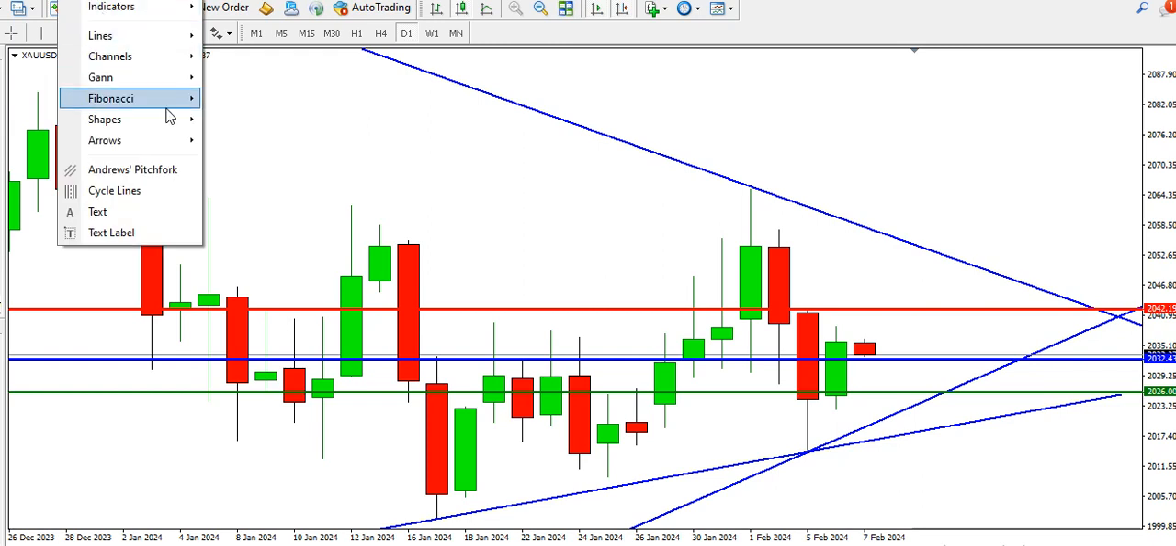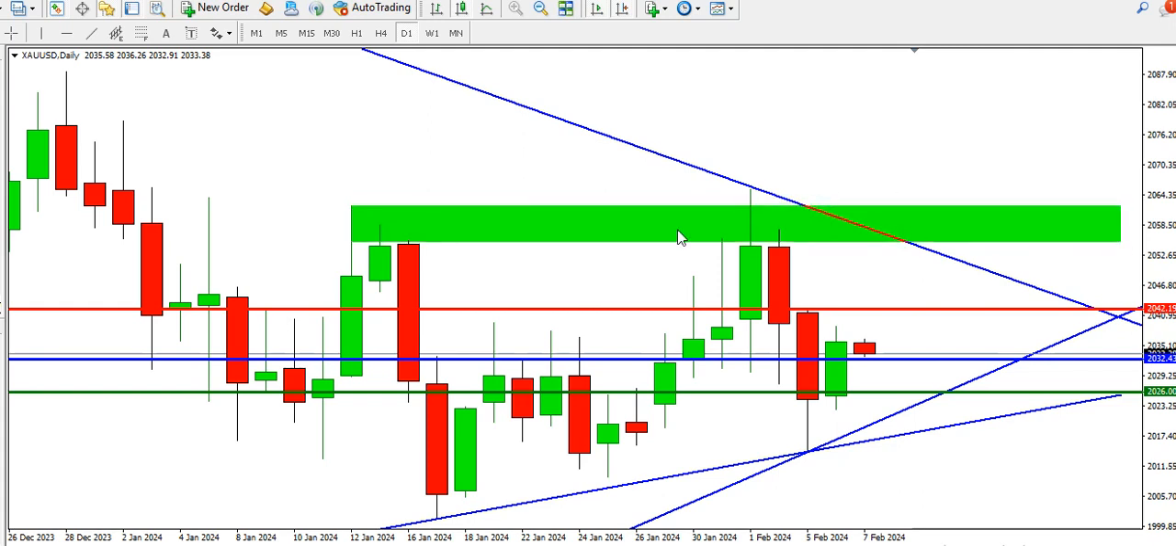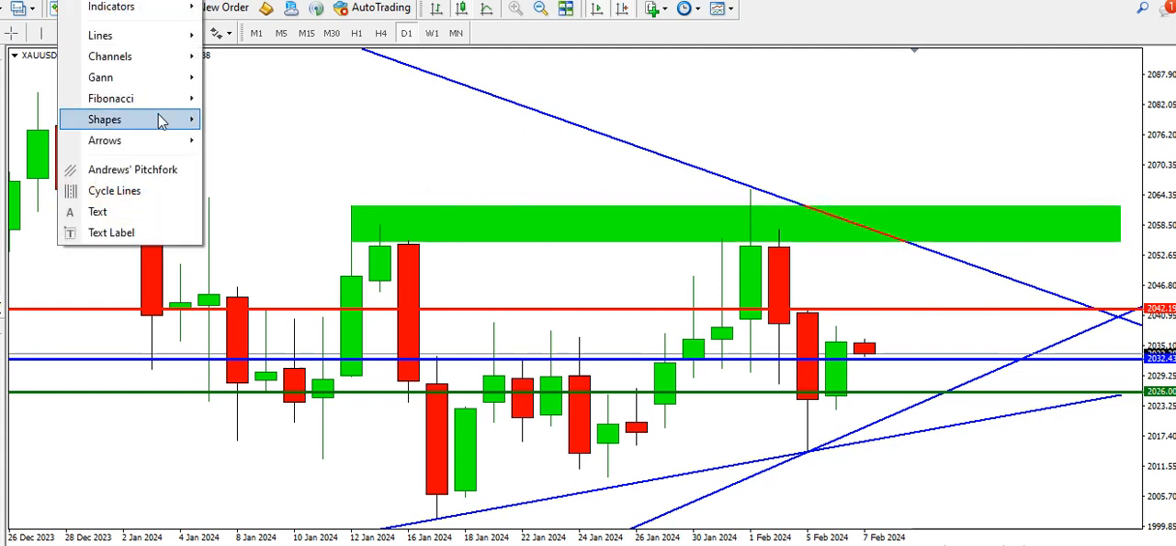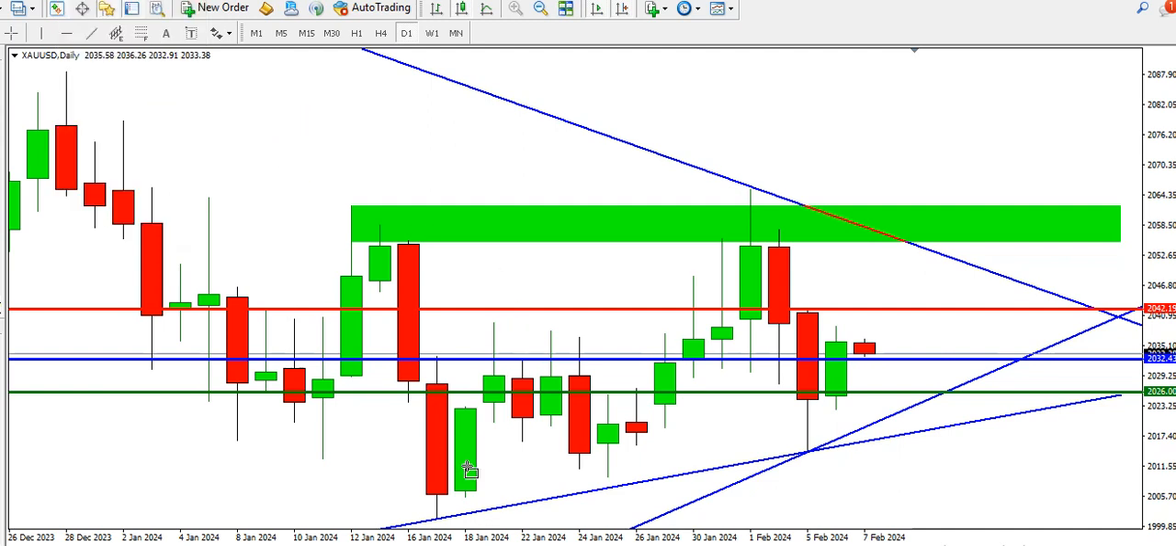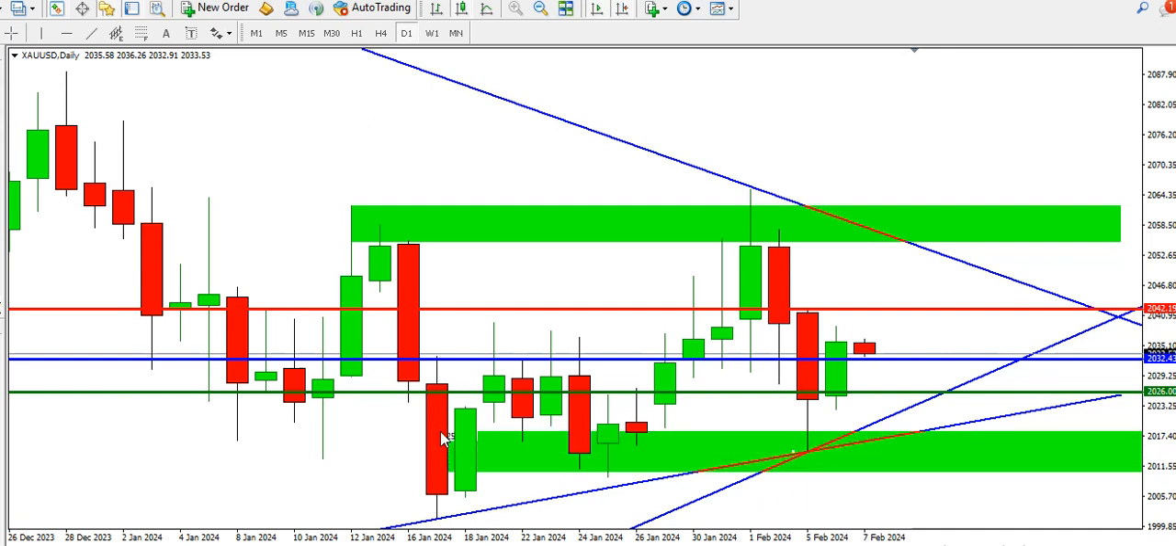Taking a closer look, we can see that we have a resistance line around here, and then we have a support line around here. Okay, so around here forms our support line for the daily chart. So price might rotate, or price might move sideways for now on the daily chart.